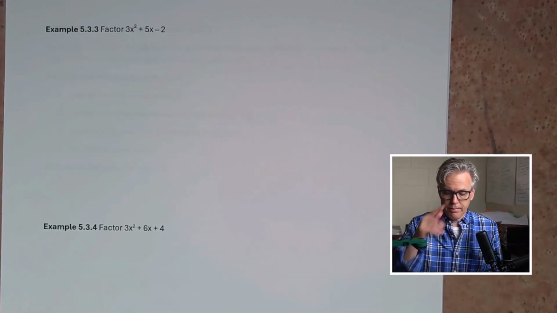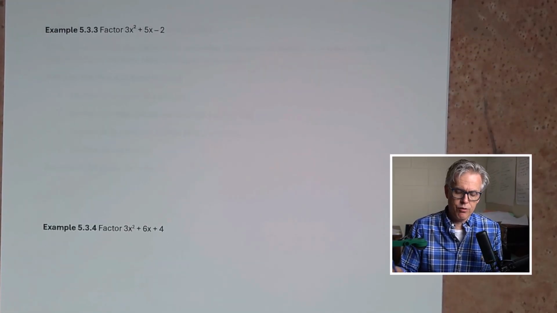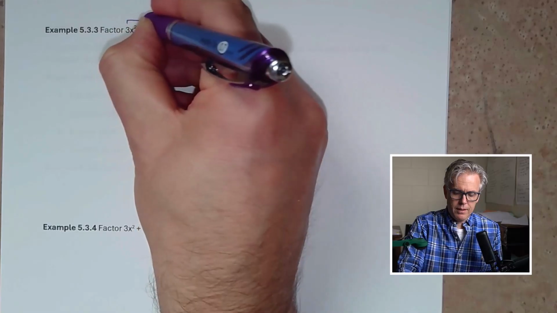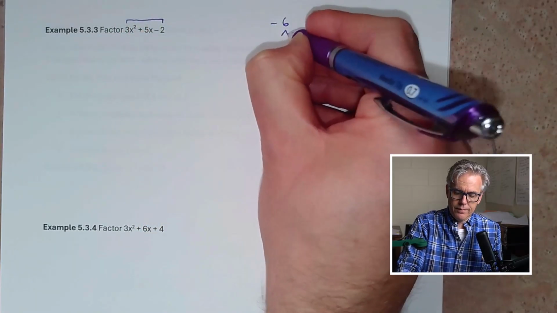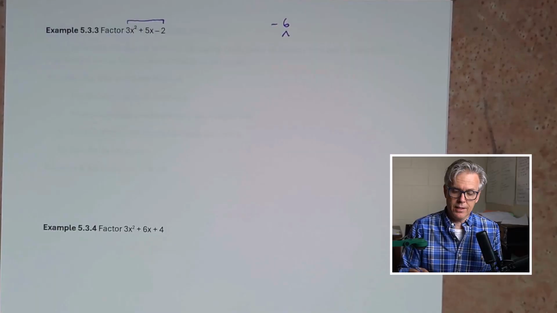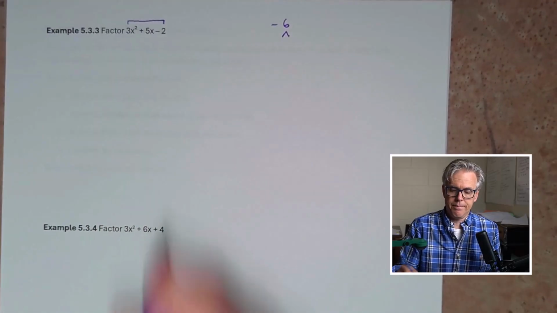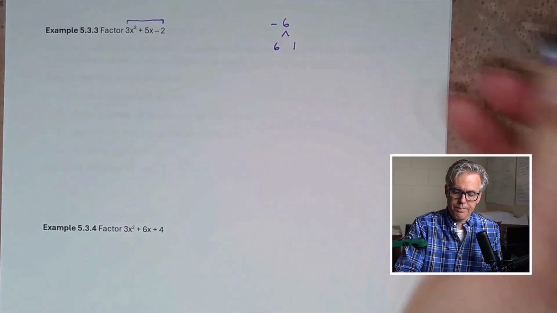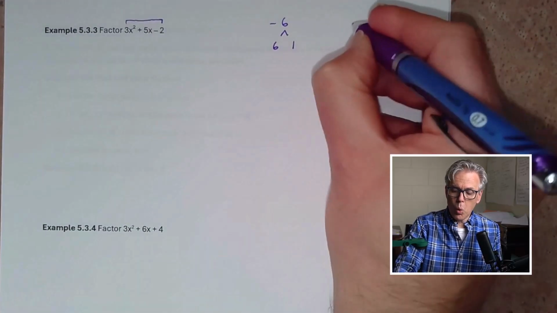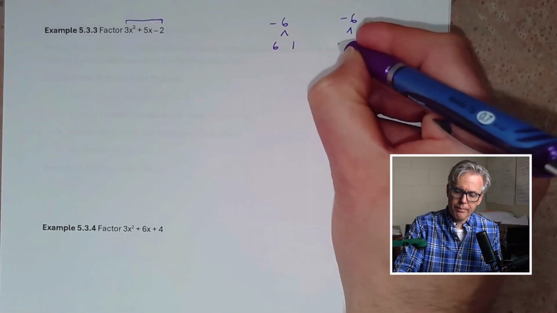All right, let's try this one. 3x squared plus 5x minus 2. Again, we got to go ahead and do 3 times 2. Give me a negative 6. The factors of negative 6, they're going to give me 5. Well, it's got to be either 6 and 1 or 3 and 2.